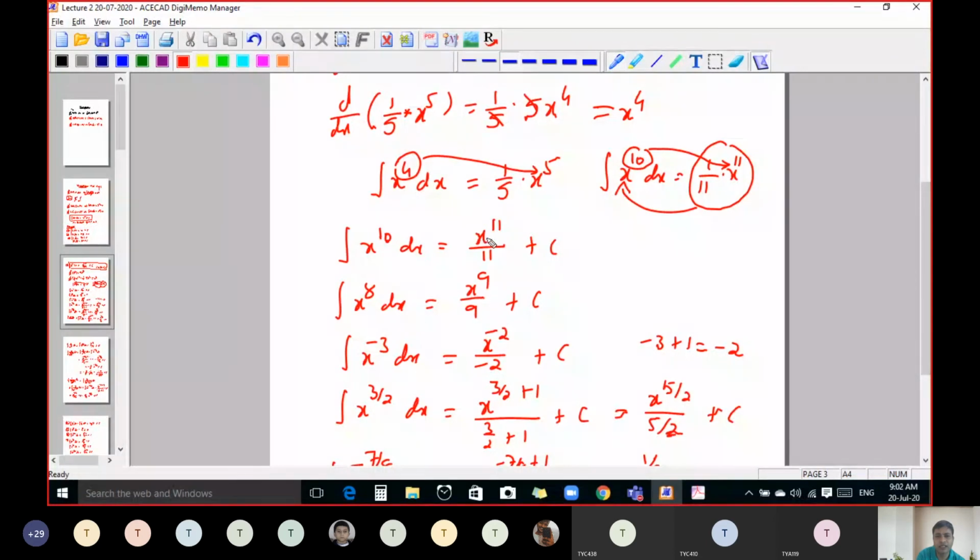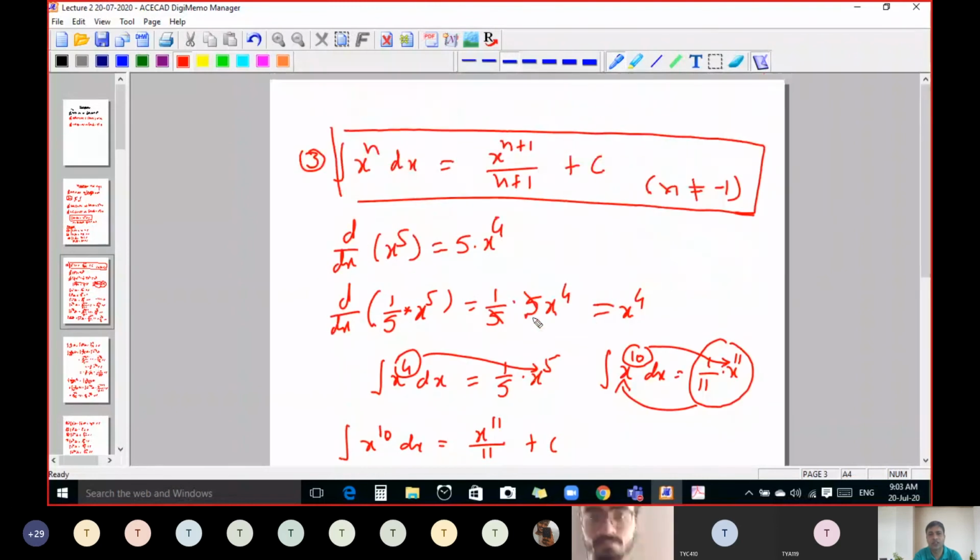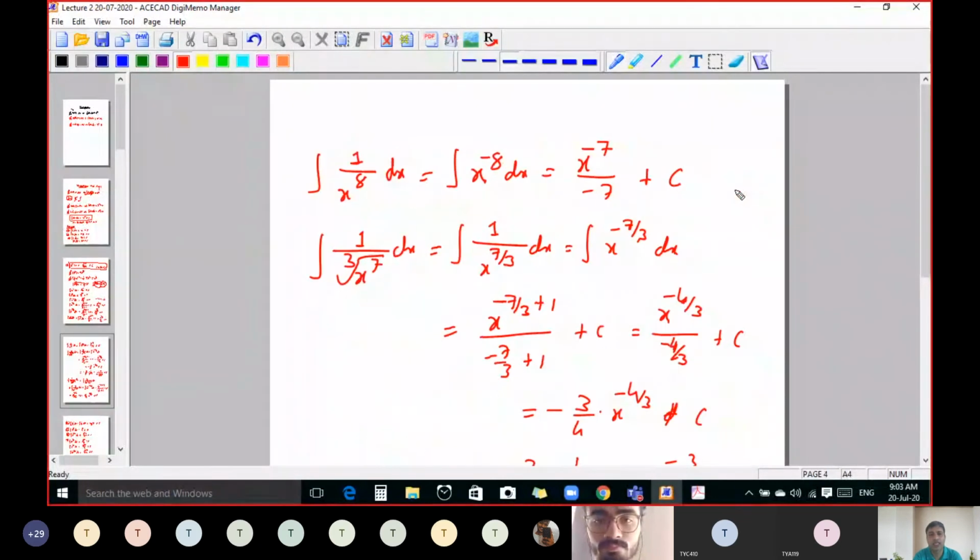The answer for that is x raised to 11 upon 11 plus c. For x raised to 8, it is 8 plus 1, 9, so x raised to 9 divided by 9 plus c. In that way we can use this result. But the question is, if n equals minus 1, then what is the answer?